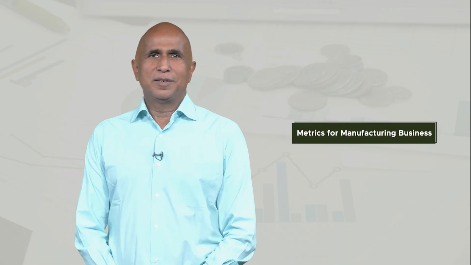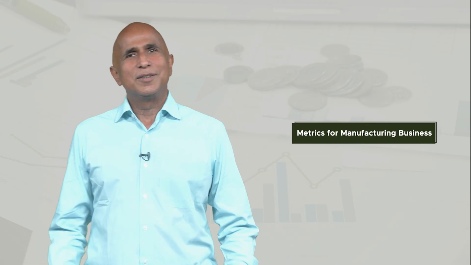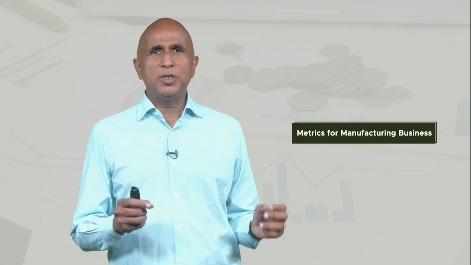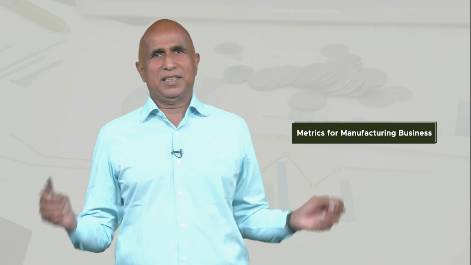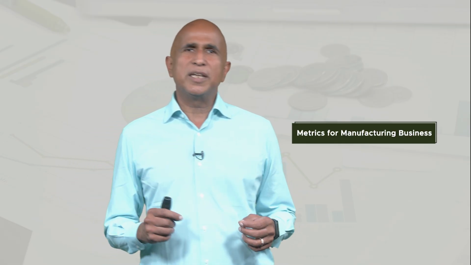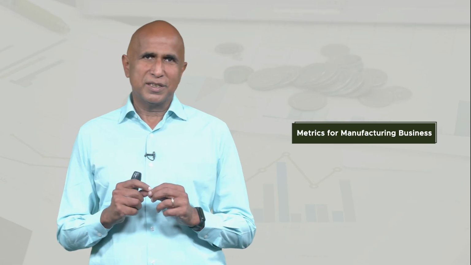Hi, let us now look at metrics for some of the traditional business models. Let's look at the manufacturer model to start with. In a manufacturer model, a company produces goods, often on a large scale. All of us are familiar with it. Let's look at what the key metrics for this kind of business are.